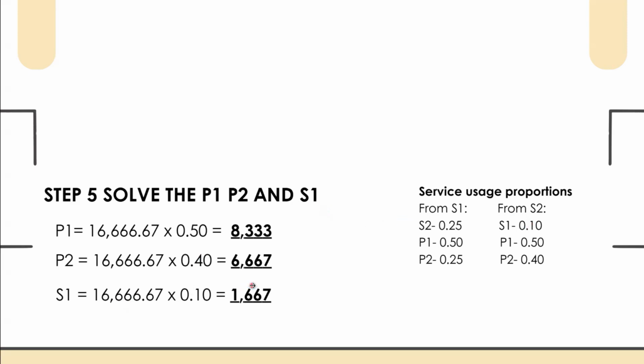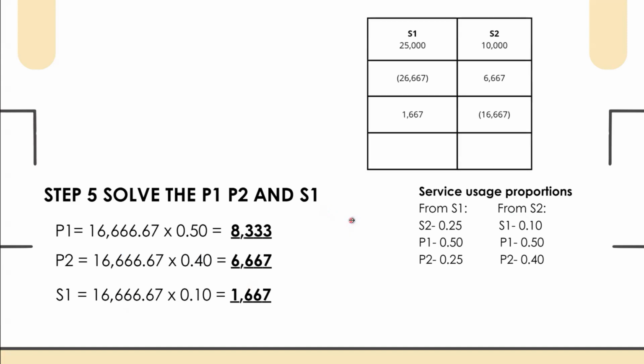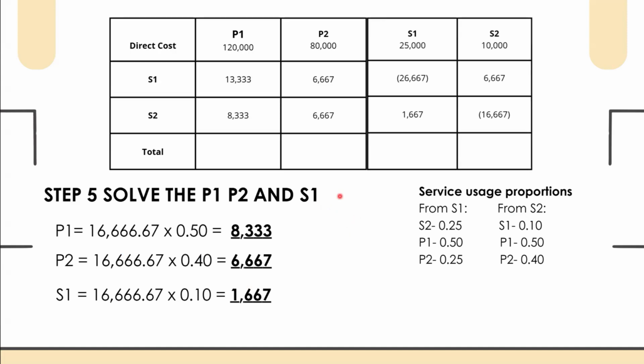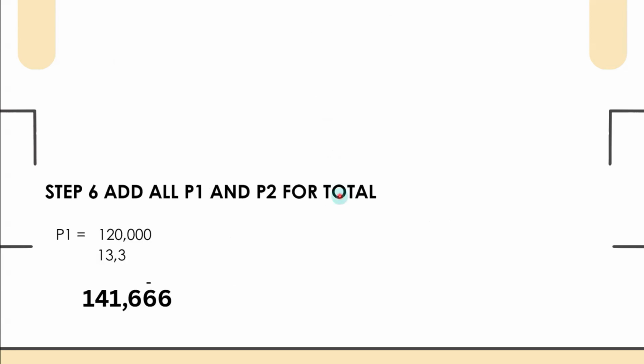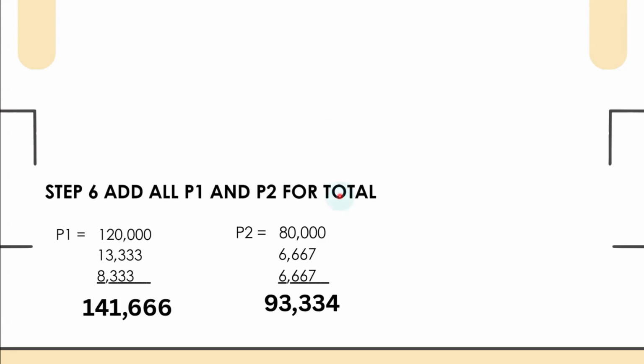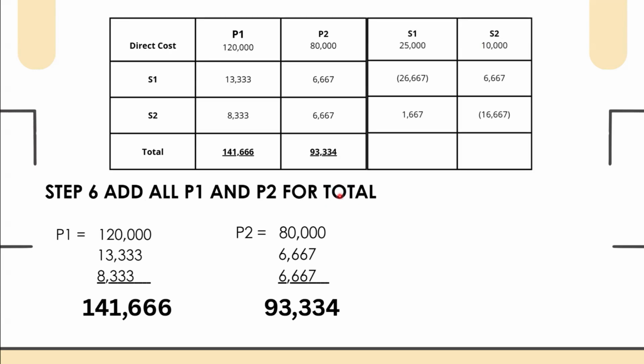And as you can see on the table, the total factory overhead for P1 is 141,666, and for P2 is 93,334. So we get that by adding all the P1 and P2.